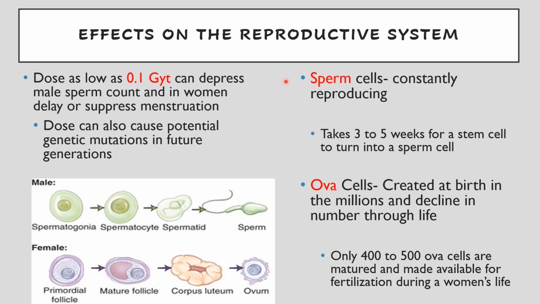Sperm cells are constantly reproducing. It takes 3 to 5 weeks for a stem cell to turn into a sperm cell. Ova cells are created at birth in the millions and decline in number through life. Only 400 to 500 ova are matured and made available for fertilization during a woman's lifetime.